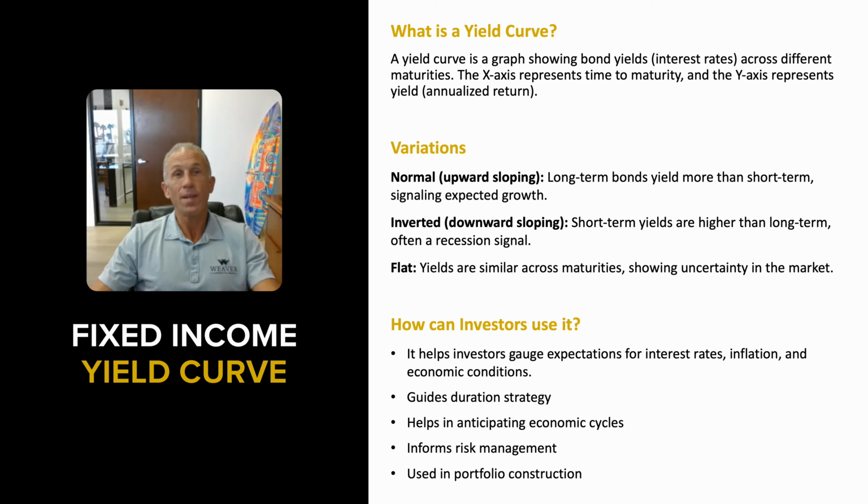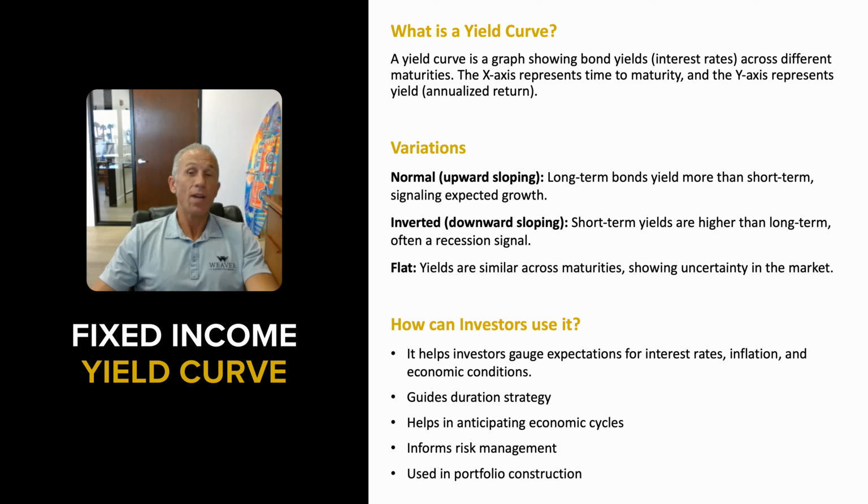An inverted yield curve would be downward sloping. Again, short-term rates would pay higher interest than long-term rates, and we're expecting some form of recession potentially or slowdown. And a flat curve represents some market uncertainty. So how can investors use this? Again, it helps investors gauge this interest rate move based upon what's happening with inflation and growth.